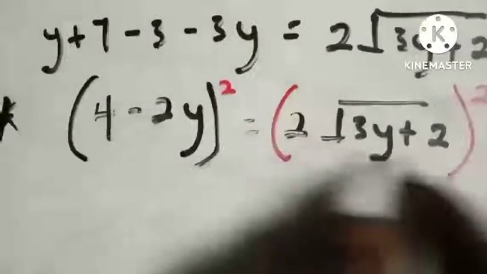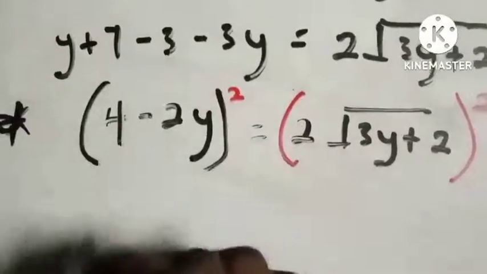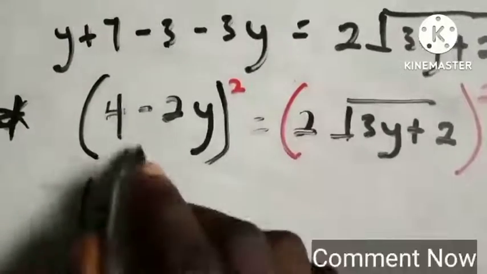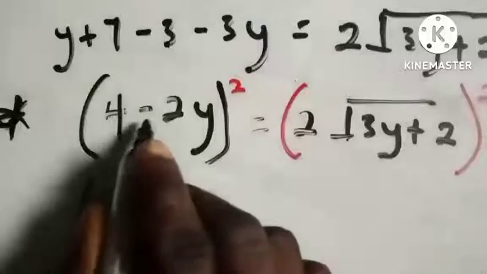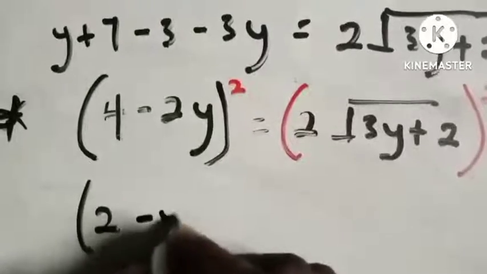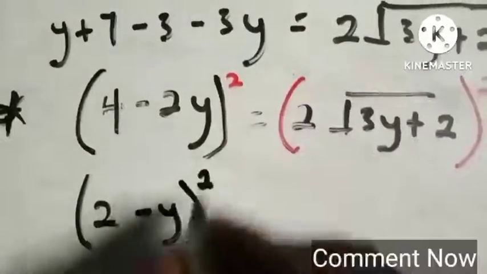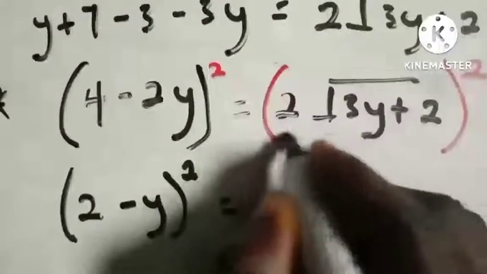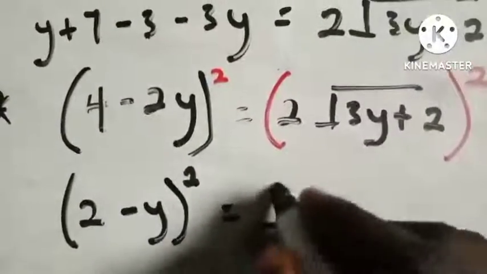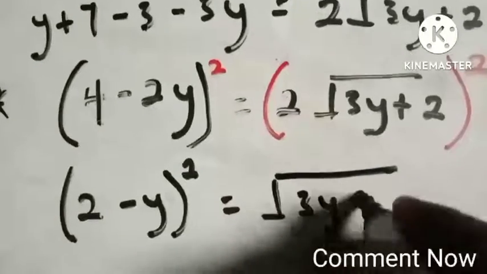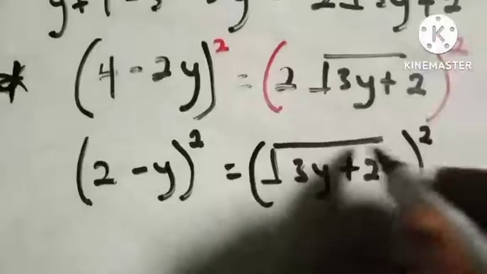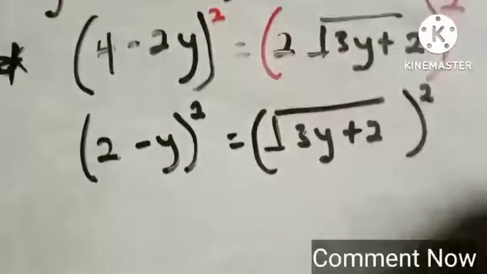So you divide everywhere by 2, meaning that if you divide here by 2, you are going to have 2, right? Of course, let's maintain our bracket. You divide here by 2, you are going to have your 2. This guy divided by 2, so negative y. And then we maintain our square here, and that is equal to here. If you divide here by 2, this 2 will vanish. So you are going to have a root of 3y and then plus 2, everything squared. You may do this before squaring it, whichever the case may be.